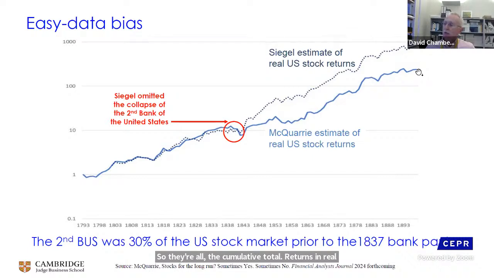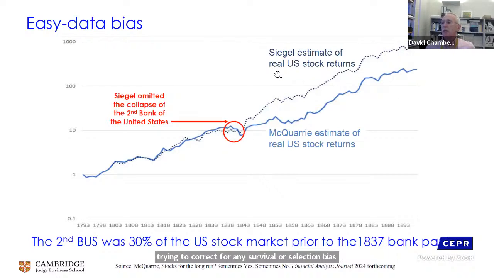And then the blue line below that is a most recent attempt to estimate US stock returns over the 19th century. And that's been done by an academic called Ed McQuarrie, who has a paper, you see it cited down at the bottom here, Stocks for the Long Run? Sometimes yes, sometimes no. And that is forthcoming in the Financial Analysts Journal. And Ed McQuarrie has done a phenomenal amount of work improving on the data that's used to compute these long-run stock returns. In particular, he's done a huge amount of work improving the dividend data that we had, and also trying to correct for any survival or selection bias, and that's the particular example I'm looking at here.